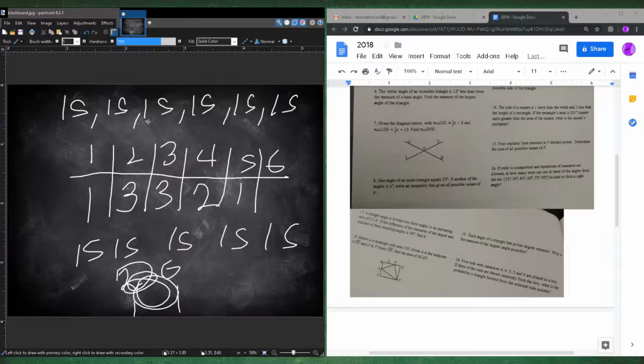Now, if you have 6, you only have 1 way to make 6. It's just all 6 15s, so that's 1. So how many ways do we have in total? We have 1 plus 3 plus 3 plus 2 plus 1 plus 1. So that's 2, 4, and that's 5, that's 8, and that's 11. So the answer for number 16 is just 11.